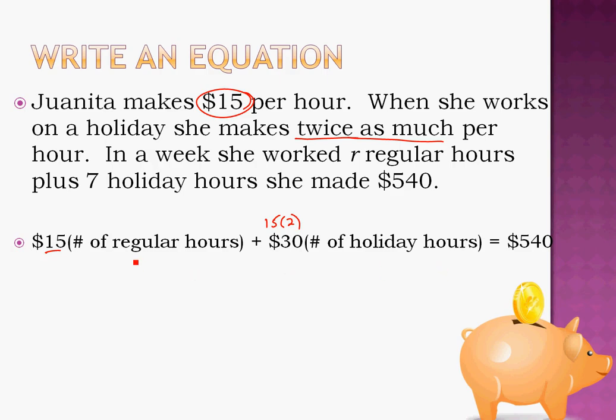Well, we have one more step to go. We want to put something in here for the number of regular hours. Do we know how many regular hours she worked? Does it say up here? Let's see. In a week, she worked R regular hours. So that's going to go right here for the number of regular hours. And how many holiday hours did she work? Plus 7 holiday hours. So we would want to substitute those in. Regular hours R, and holiday hours 7. So our equation would be 15 times R, that would give you how much money she would make for her regular hours, plus 30 times 7, which would tell you how much money she would make for her holiday hours, and that's going to total $540. We're not going to talk about solving this equation in this video, but that will be the ultimate goal, to solve the equation.